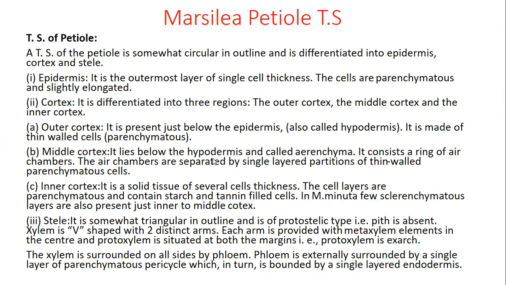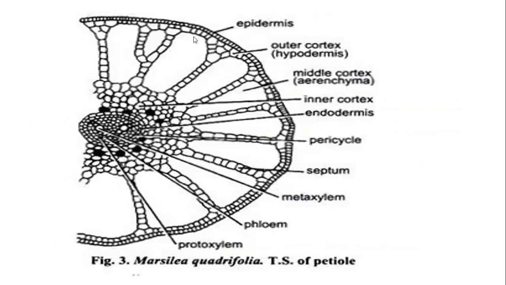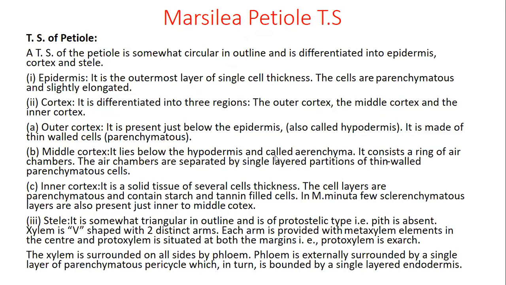Next, we come to the middle cortex. Okay, I'll show you this one. So this is a single layer of hypodermal outer cortex. And the 8 chambers, what you can see here, that is the middle cortical region, which is also made up of hypodermis. It is consisting of a ring of 8 chambers of what we call parenchyma.